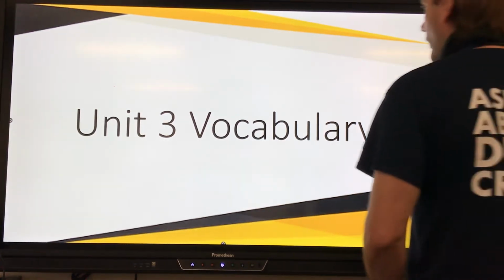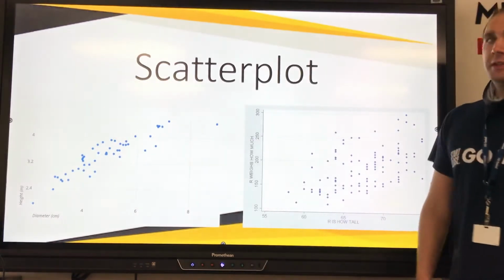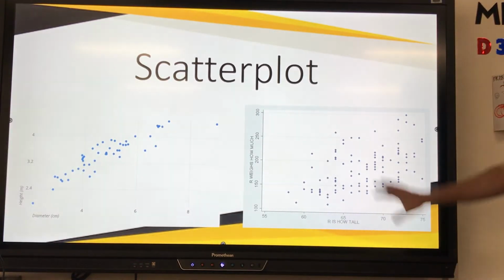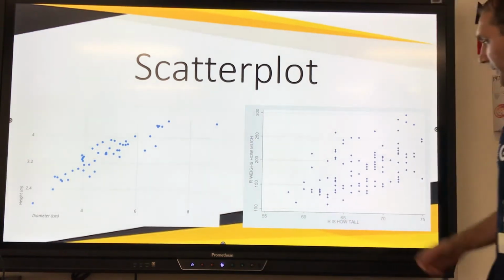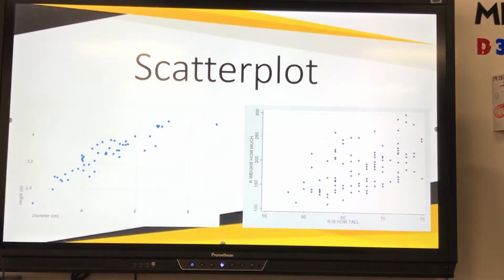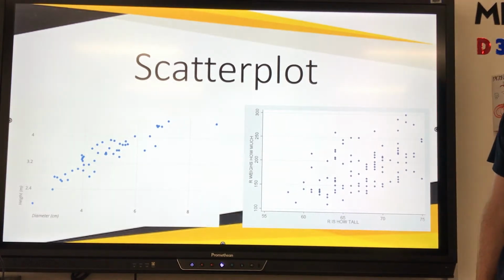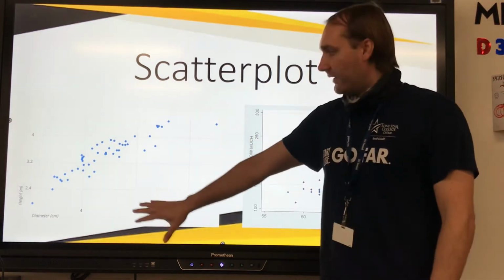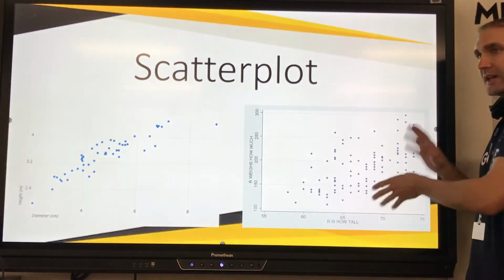So, going over the vocabulary for Unit 3, we'll start with scatterplot, a term we know. A scatterplot looks like this. But I asked you, if we can interpret the scatterplot, which of these do you think has a correlation or maybe an association? The one on the left, right? I see more of a trend here than I do here. This all seems kind of random.